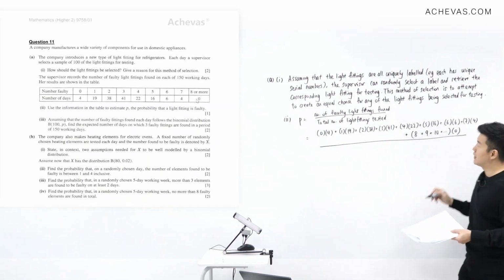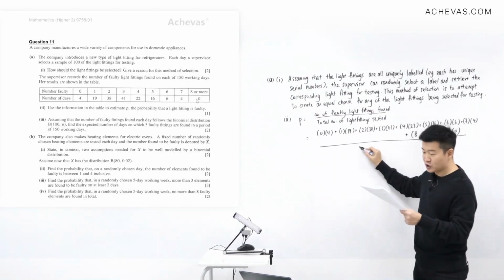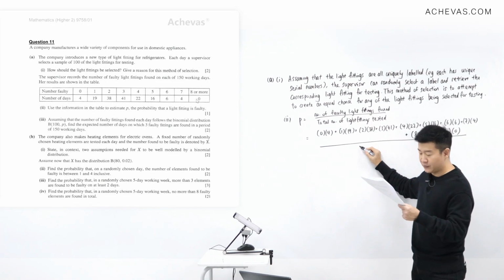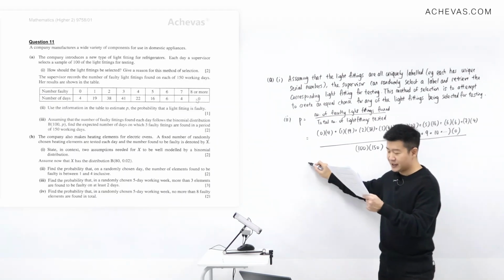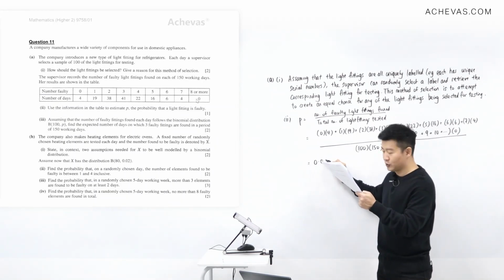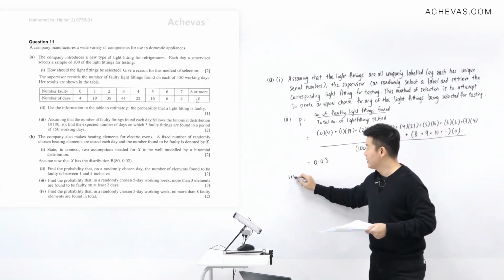And this is going to be divided by the total number of light fittings that are going to be tested. 100 is going to be tested for 150 days. So it's going to be 100 multiplied by 150. And this gives us the value for P. P is equal to 0.03.